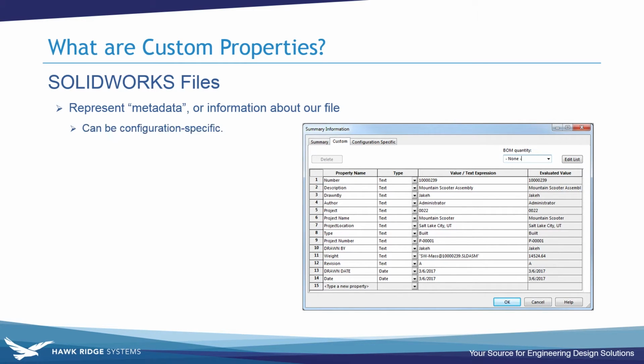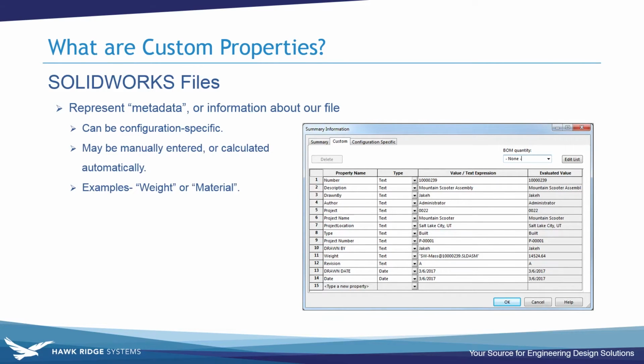And particularly for SOLIDWORKS, you may have configuration-specific custom properties. So these may depend on maybe if you have 5 different configurations in your file, each one may have different dimensions, different materials, different weights and all that kind of stuff, and maybe a different description per configuration. So here we can see that I'm viewing the overall custom properties for the file, but then you also have a configuration-specific tab, and this is kind of unique to SOLIDWORKS files. You probably wouldn't have any configuration-specific custom properties for your Microsoft Office files, for example.